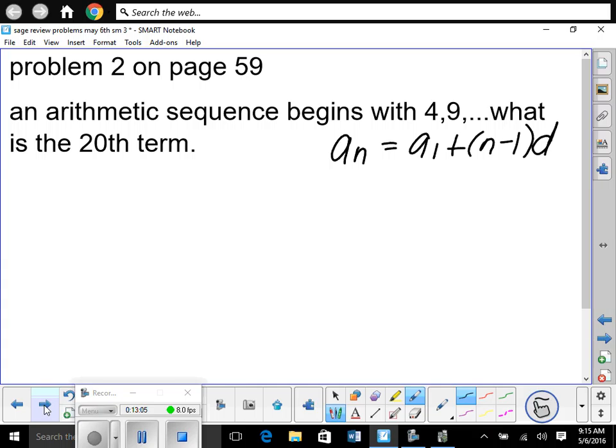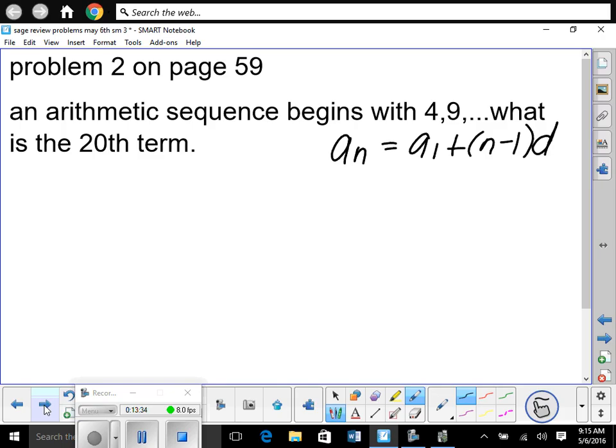Okay, it says an arithmetic sequence begins with 4, 9, dot, dot, dot. So remember, sequences have commas, series are the same but just with plus signs, right? Series means just adding up the terms. So it says, what is the 20th term? So remember that the general formula for an arithmetic sequence is a sub n is equal to a sub 1 plus n minus 1 times d. Or else we could sit and list out up to the 20th term, right, if we got really desperate.